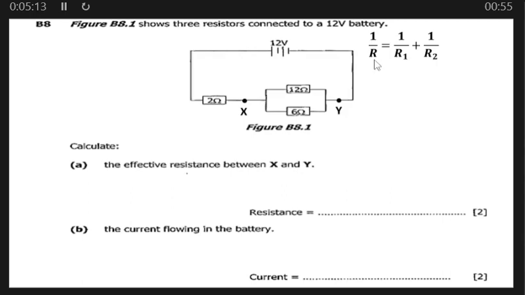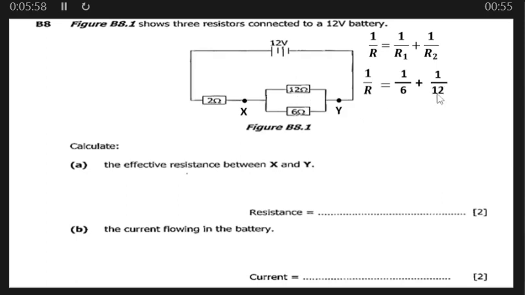So this R represents the total resistance. This one will represent this resistor as resistor 1, or this one, then this one will represent resistor 2. It can be this one or this one, that does not matter. So what we are going to do right away is to start substituting. So what we are going to say is 1 over R is equal to, then we'll substitute, 1 over R1, let's say this one as resistor 1, which is 6, plus then 1 over, let's say resistor 2 was this one here, 12 ohms.